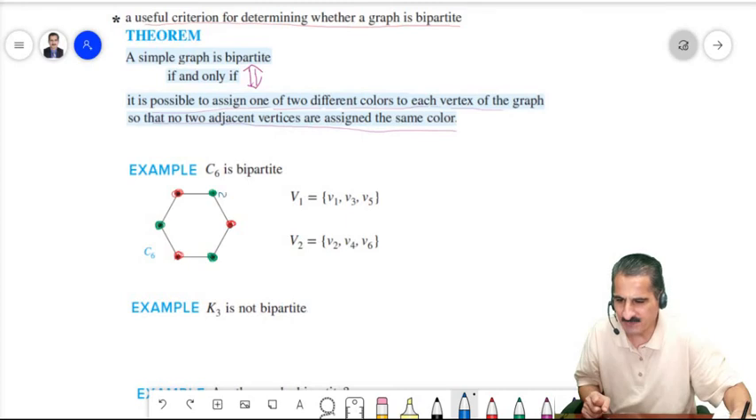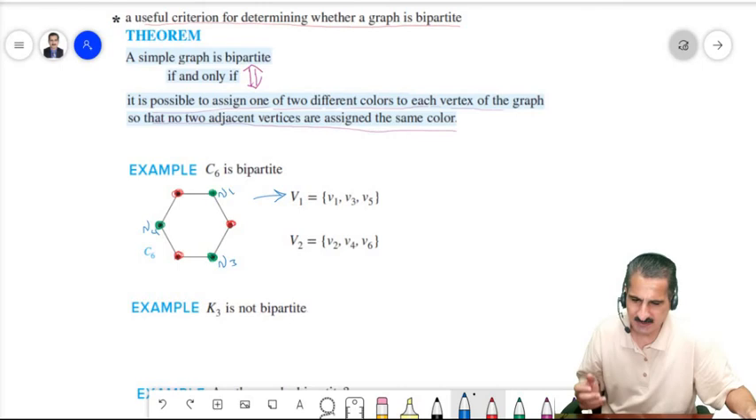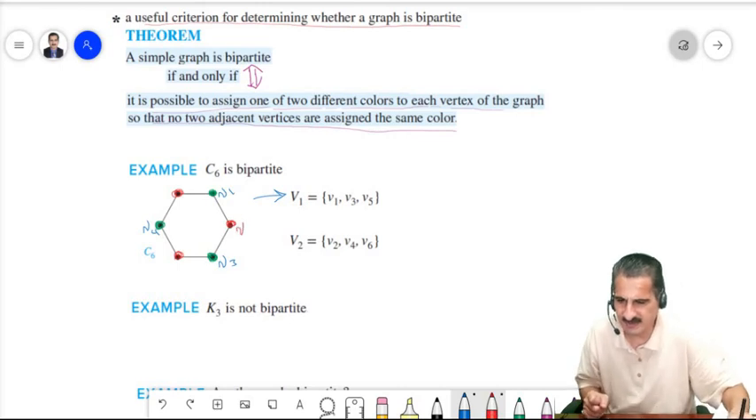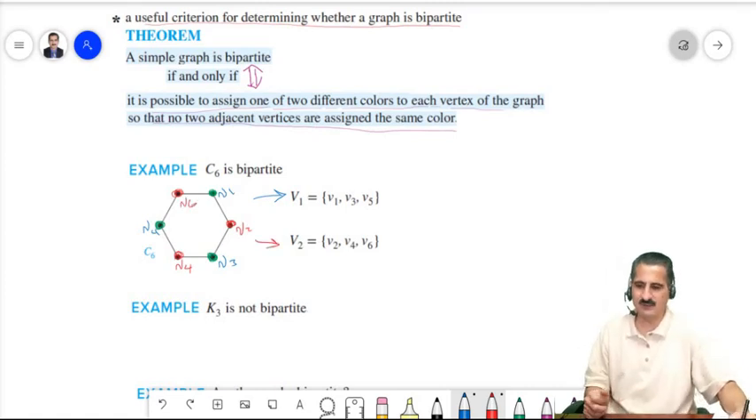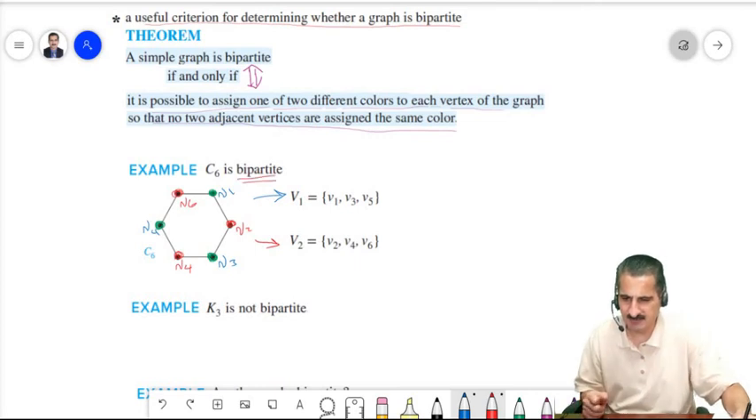So if I call this V1, and this is V3, and this is V5, that gives me V1. I should preserve colors here. If I say this is V2, this is V4, and this is V6, then I get V2. So this is a bipartite graph.